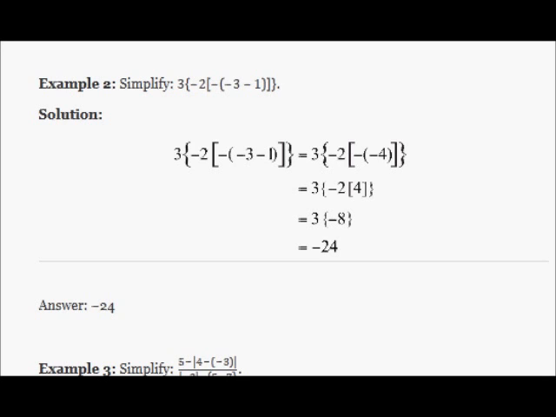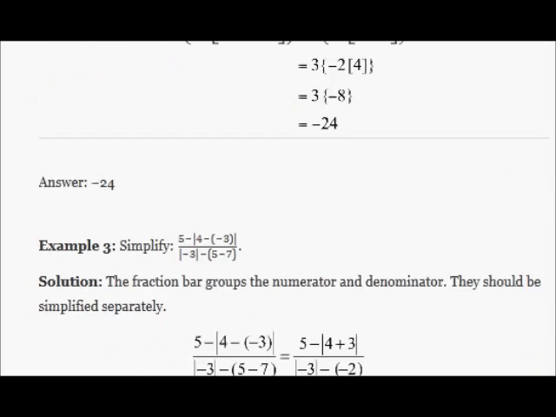Negative 3 minus 1 is negative 4. That's multiplied by a negative sign, so that becomes positive 4. Positive 4 is multiplied by negative 2, so that becomes negative 8. Negative 8 is multiplied by 3, so that becomes negative 24.